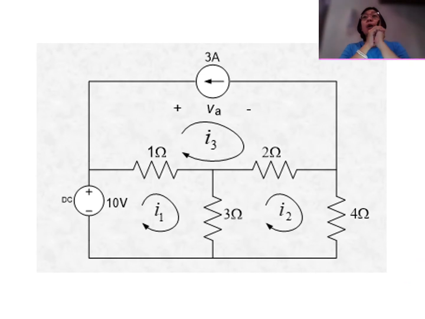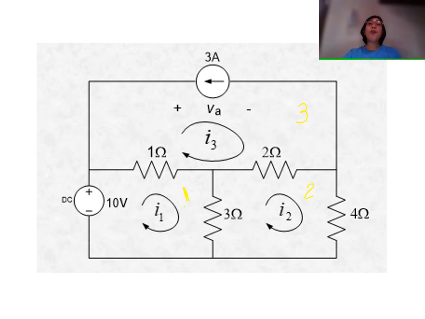Okay, so here is our first example. We have here 3 meshes. I will be calling those meshes, and we assume a clockwise direction. So you have here your I1, this is your mesh number 1. We have here your I2, this is your mesh number 2. And we have here your I3, which is mesh number 3.